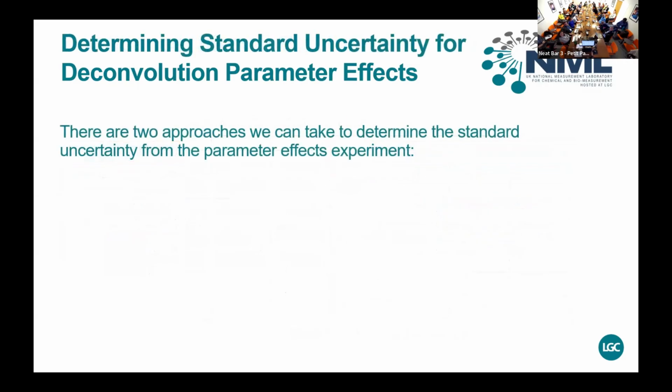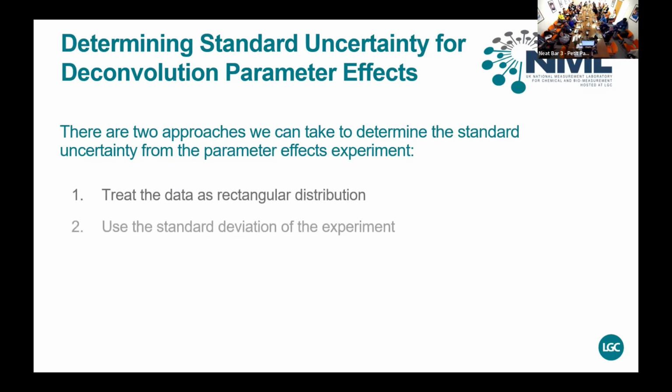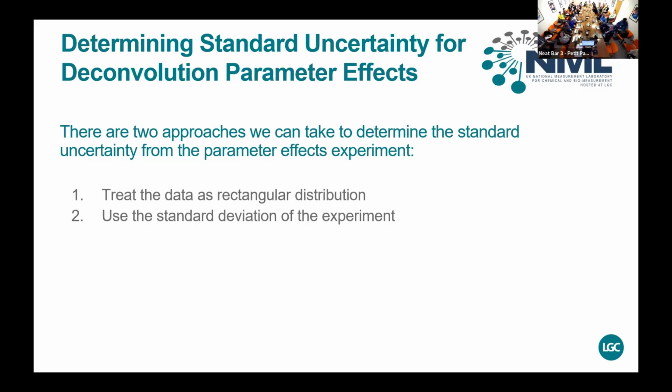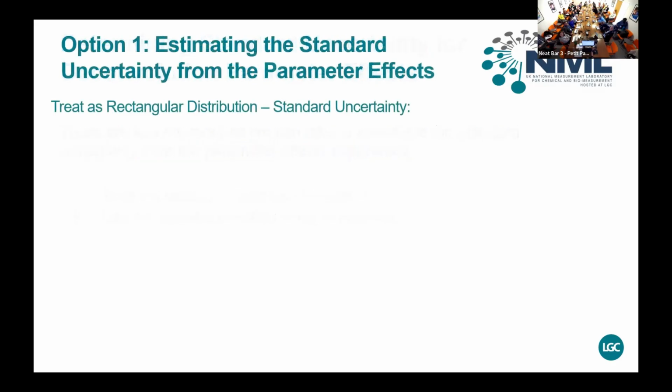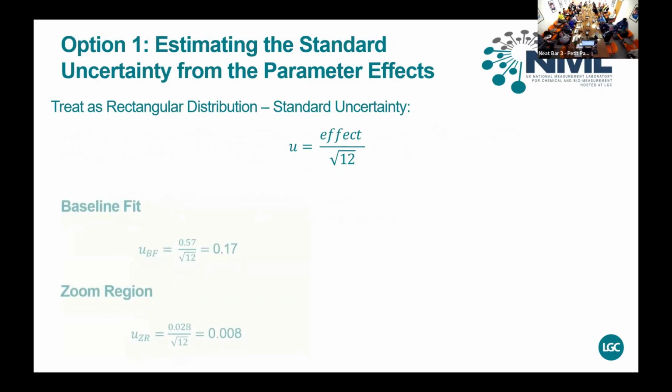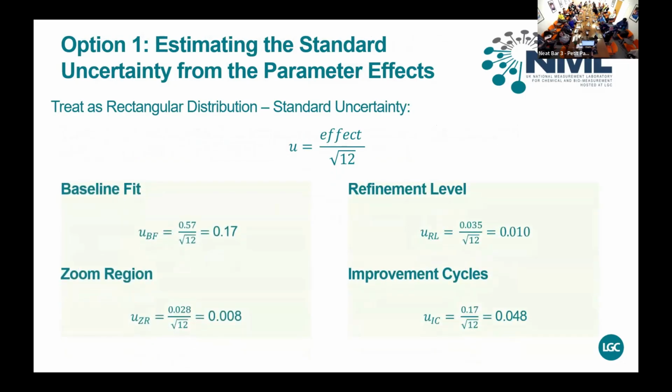Okay, so how can we determine the uncertainty from this? There are 2 approaches we can use to determine the standard uncertainty. We can treat this as a rectangular distribution, or we could use the standard deviation of the experiment. If we go with option 1 and treat it as a rectangular distribution of the standard uncertainties, we have to use the formula shown on screen. So we take our effect and divide that by the square root of 12. We did that for all the different parameters that we had, and we got our standard uncertainties from that.